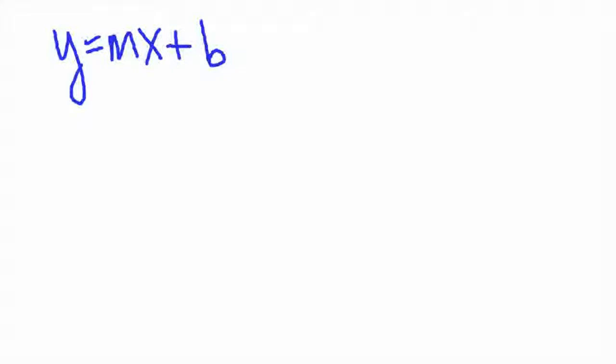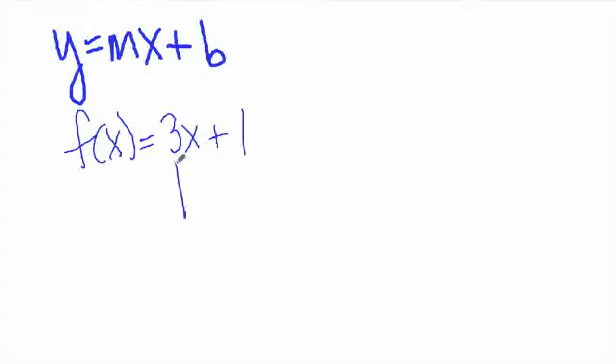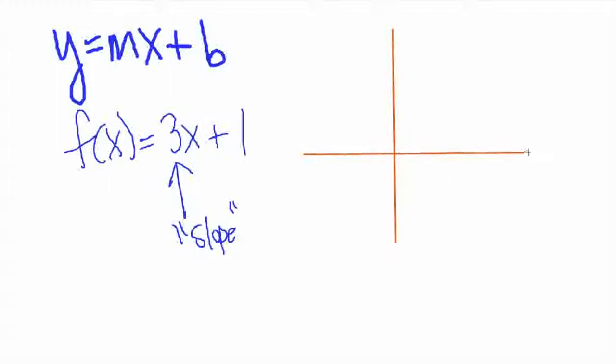Okay, so if we have a function, for example, an example of a linear function would be 3x plus 1. Okay, the number in front of the x, this is the m value, that's also called the slope. That will affect how steep the graph is. So if you were to graph this function, what will happen is you start on the y-axis at the b value, in this case 1.